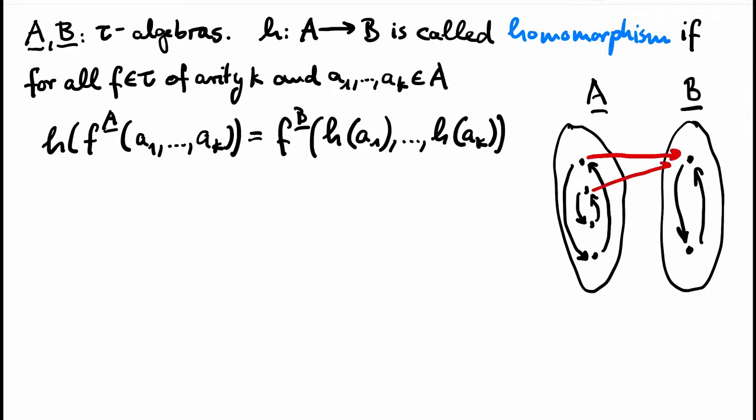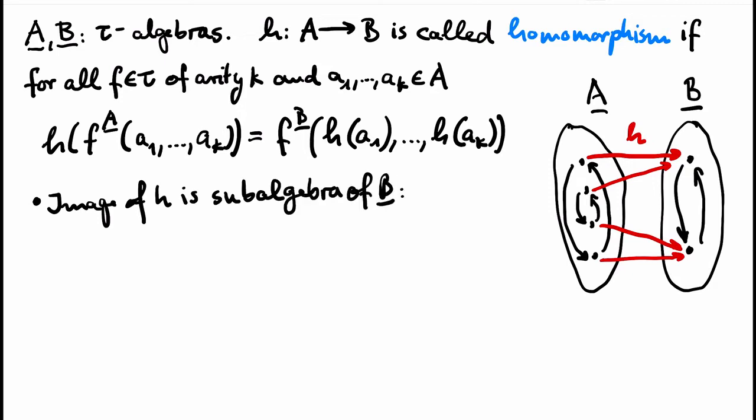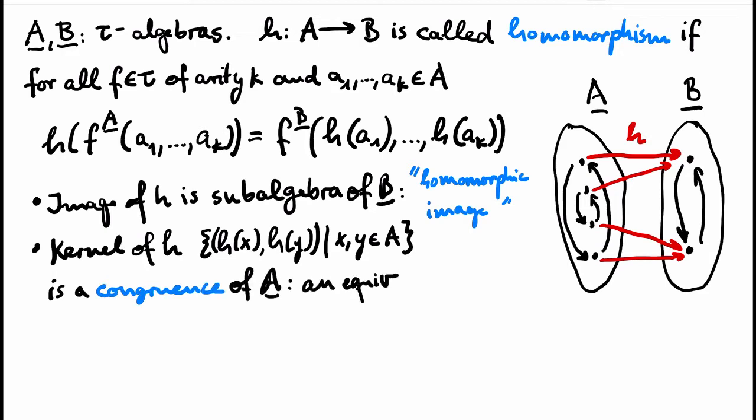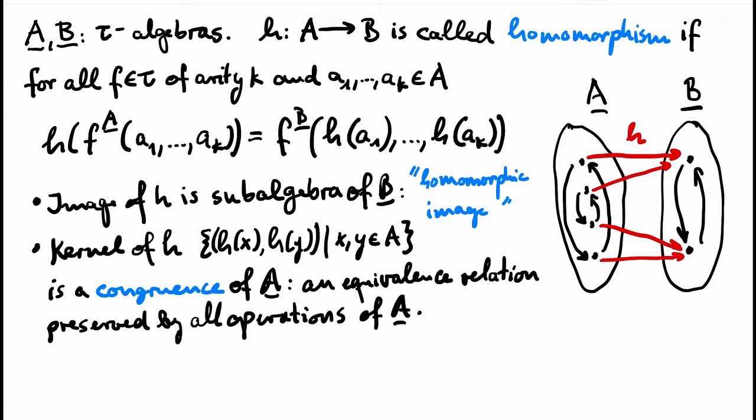Here are some general useful observations about homomorphisms. The first is that the image of a homomorphism is always a subalgebra of B, which is called the homomorphic image of A under h. The kernel of h, which is the binary relation that contains all those pairs of elements that are mapped to the same element of B, is a so-called congruence of A. A congruence of an algebra is an equivalence relation which is preserved by all the operations of that algebra. In our picture, we have a congruence with two congruence classes.